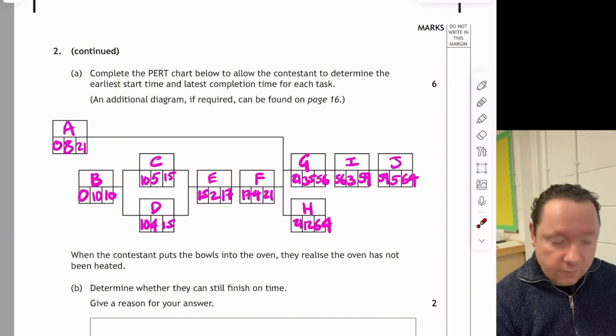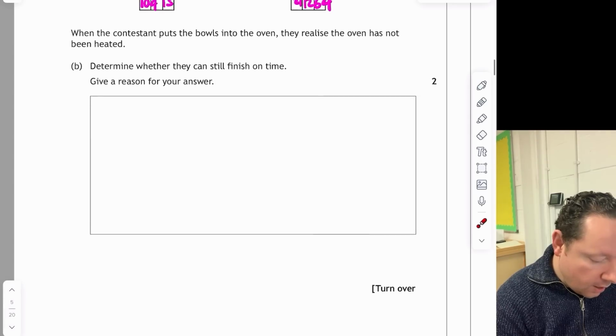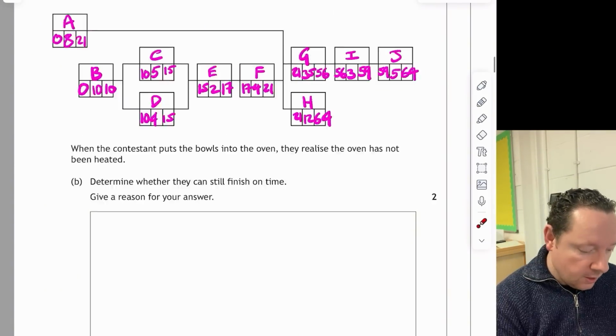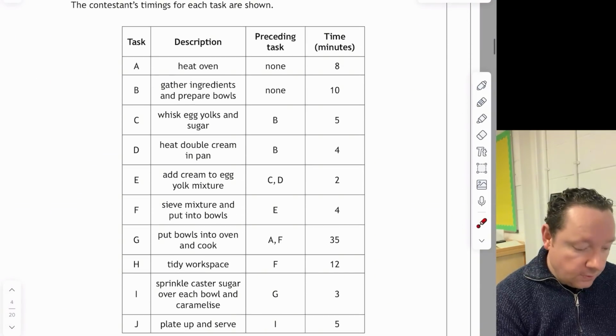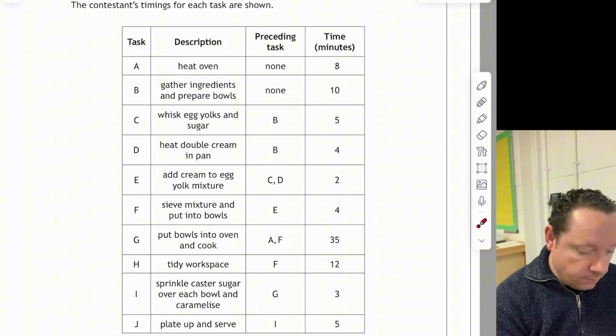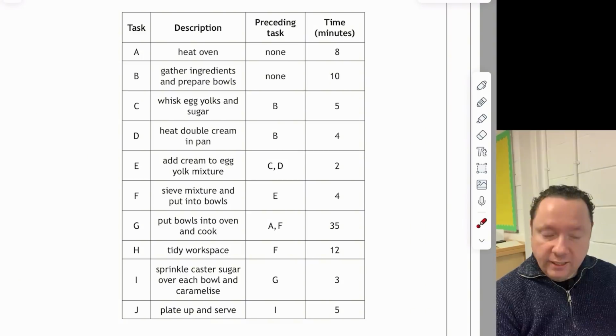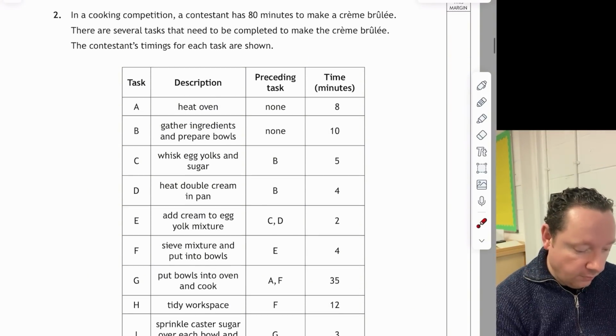Right, let's answer the next part of the question. Part B says, when the contestant puts the balls in the oven, they realise the oven has not been heated to determine whether they can finish on time. So remember what these tasks were. Task A was to heat the oven, right? So that's not happened. They've went straight to task B and they've not heated the oven and they've got 80 minutes to complete the task.